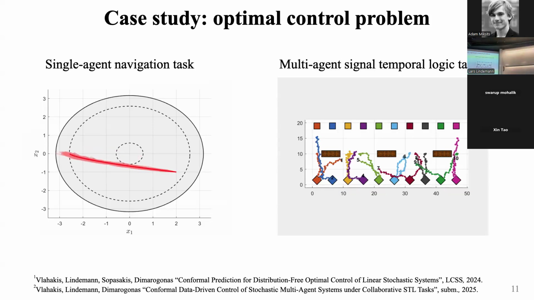Lefteris also extended this recently for CDC to multi-agent systems and to signal temporal logic specifications. And here we have multiple agents, and they're supposed to go to these regions in respective color, and along the way handshake with other agents, so to speak. And yeah, it also works here. Without going into detail, I just thought this is a nice animation to show.